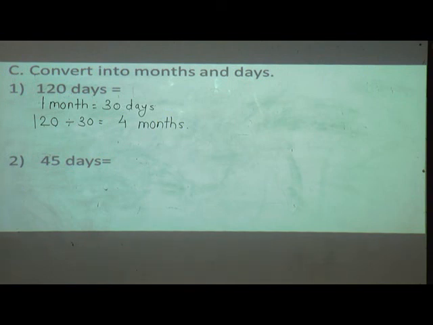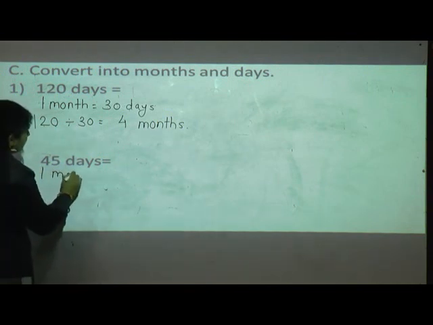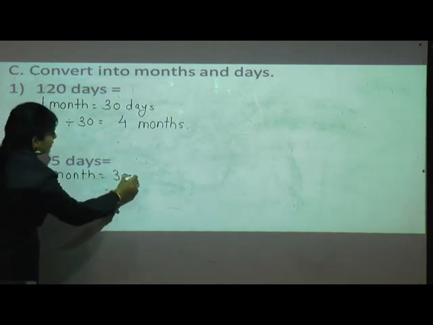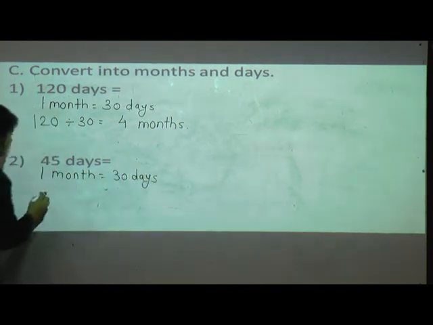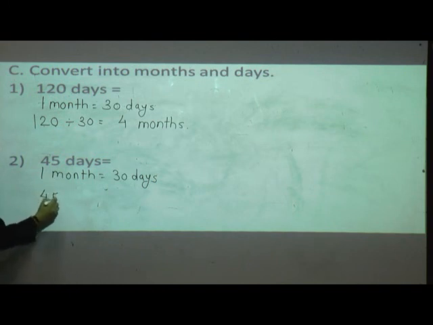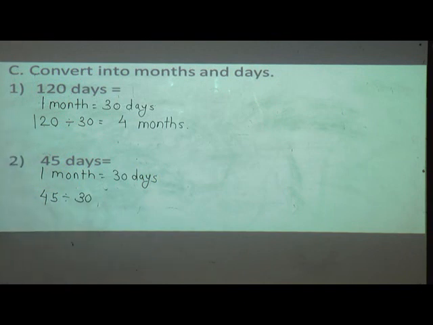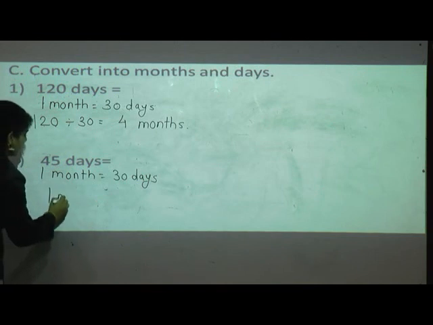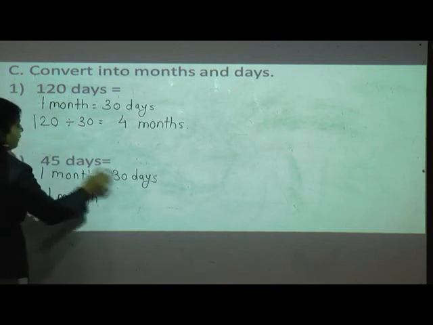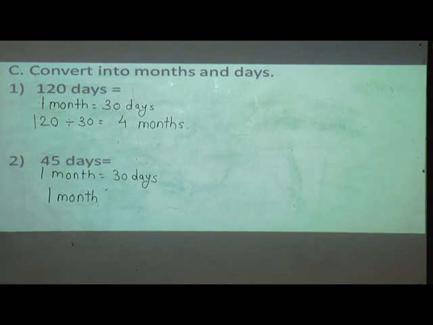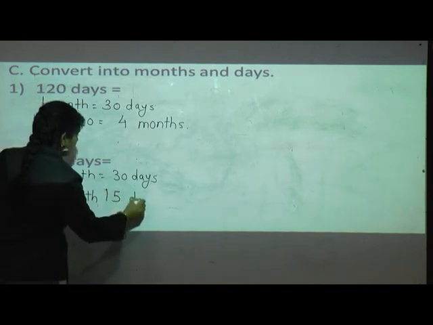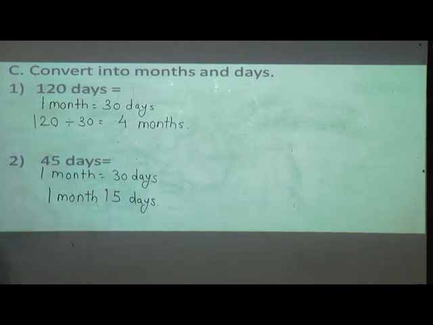Good. Here 45 days. Here also first write 1 month is equal to 30 days. So just divide 45 by 30. You can divide, but it is very simple that 30 days means 1 month. And if you subtract 30 from 45, you will get the remaining 15 days. So this is very easy for the calculation, isn't it?